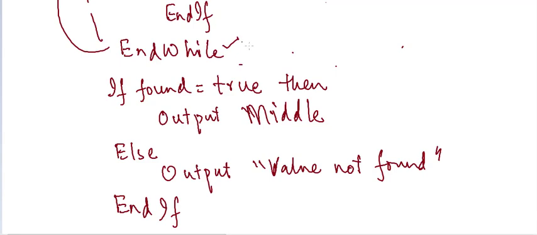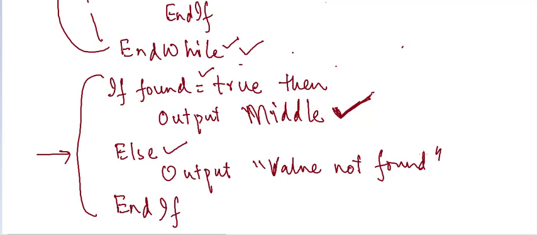And finally, once you exit this loop, you can write a small piece of code which is saying that if found is equal to true, then output the value of middle. This was the element where that value was found. If found was not equal to true, then output value not found.